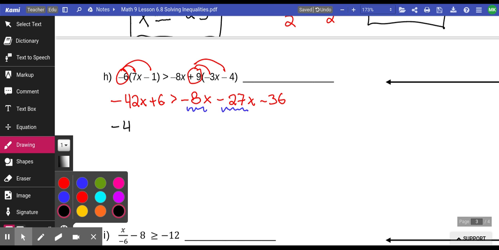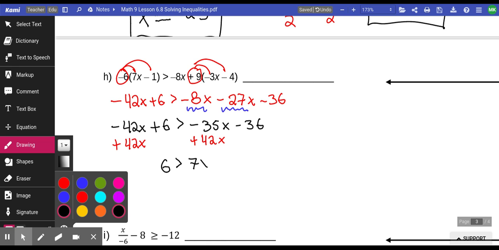That leaves me with negative 42x plus 6 is greater than negative 35x minus 36. I move all my x's to one side. I'm going to choose to move these 42 x's because negative 42 is less than negative 35. That gives me 6 is greater than 7x minus 36. I add 36 to both sides. That gives me 42 is greater than 7x.